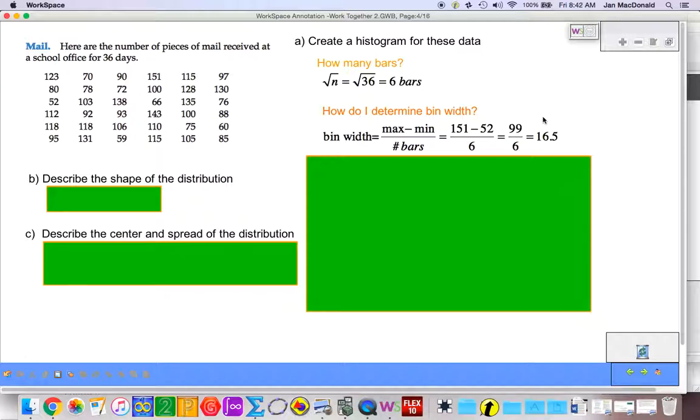All right, so I need about a bin width of 17, but yeah, well, let's go with a bin width of 20. That's close enough, right? 17, 20, not so far off, right? My minimum value was 52. I'm going to round that to about a 50. That's going to be my X min value. So if I did 50, and I know I need 6 bars, so let's take out our calculator again.